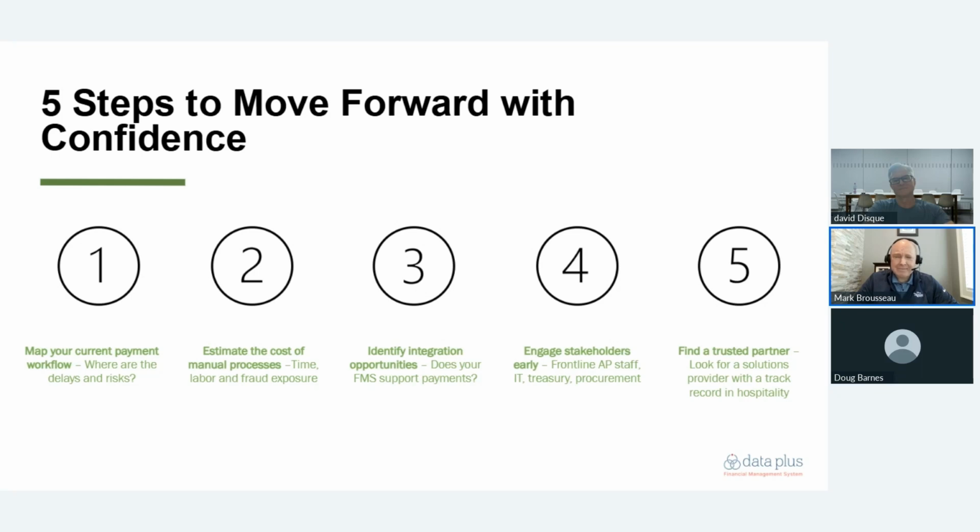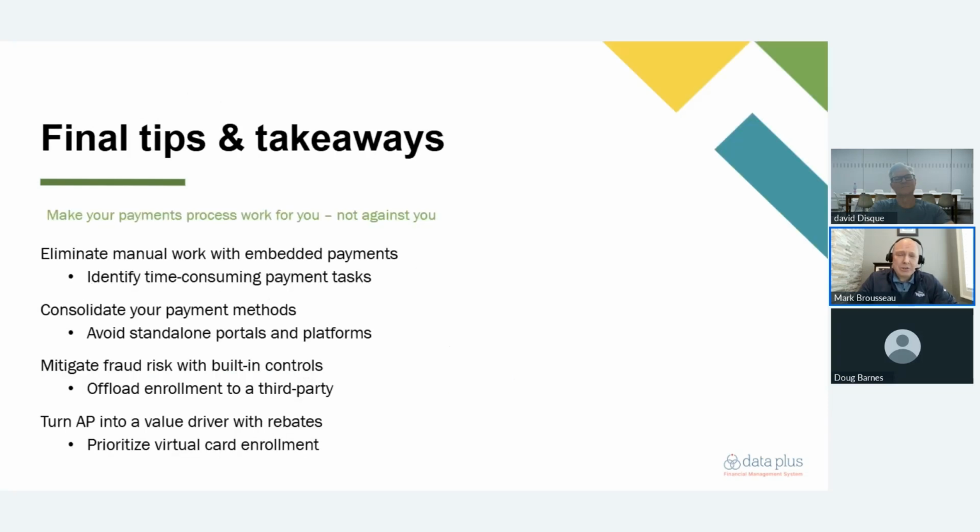And finally, as Dave said, find a trusted partner. Look for a solutions provider with a track record in hospitality and a solution that's completely embedded in their financial management solution. So we want you to find ways to eliminate manual work, consolidate your payment methods to mitigate fraud risks, and to turn AP into a value driver with rebates. And to do that, we believe embedded payment solutions are the way to go.